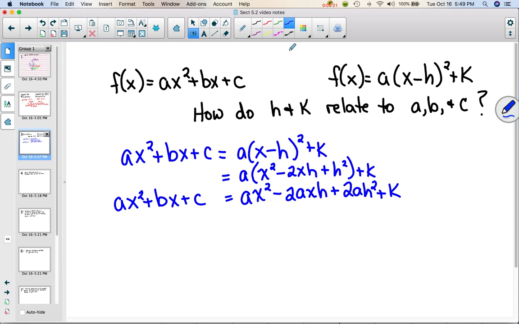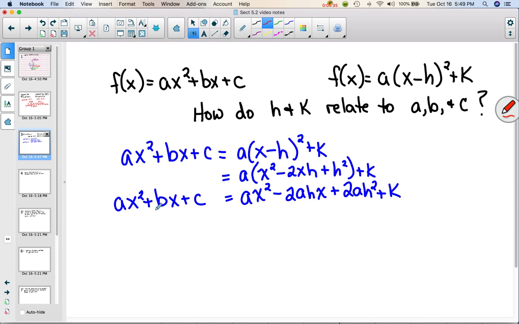Actually, I'm going to switch one thing real quick. What I switched was how I wrote this out. I had 2axh, I changed it to 2ahx, which of course doesn't matter since multiplication is commutative. Here's the reason why I did that.